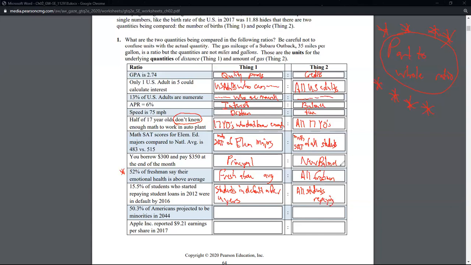We're not comparing this to people who don't have loans. We're just talking about the people who started paying their loan in 2012. All students were paying, again, starting in 2012. It's a lot to have to cram into that small little space. Sorry for that.